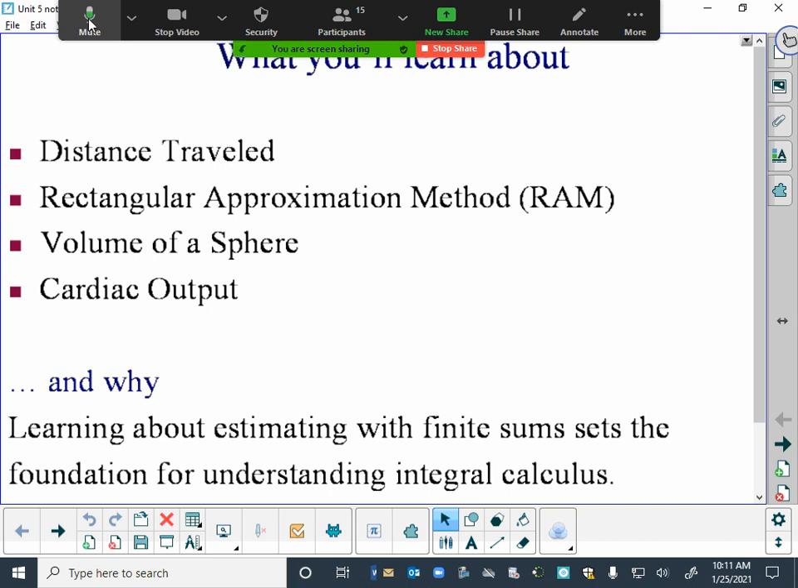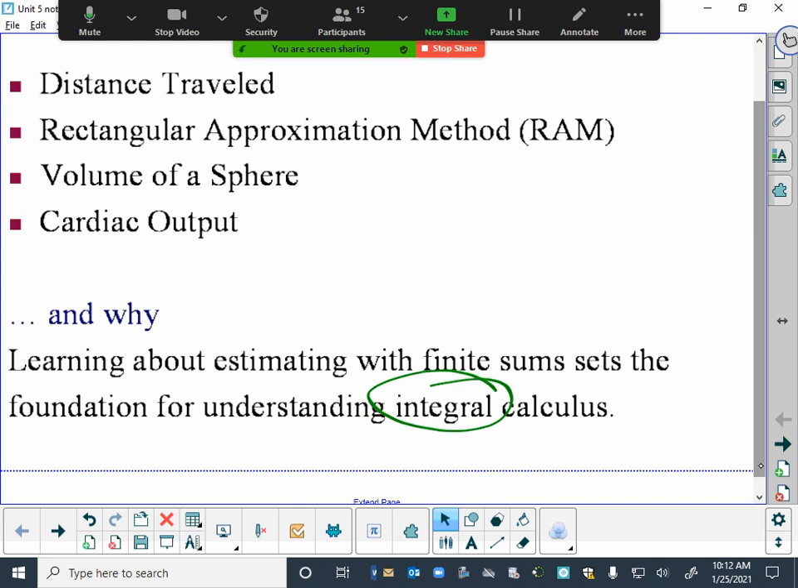And why are we doing this? Because learning about estimating with finite sums sets a foundation for understanding integral calculus. And there's kind of the first hint of a different kind of vocabulary for this semester.